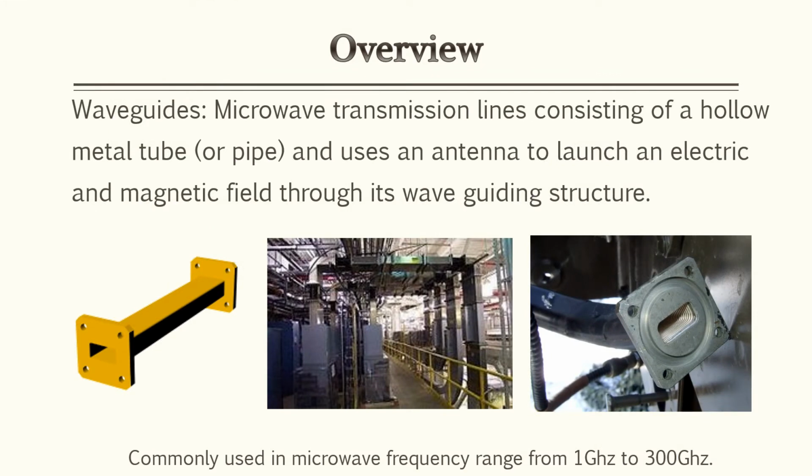For this lesson, we'll be focusing on waveguides. Waveguides are microwave transmission lines consisting of a hollow metal tube or pipe, and use an antenna to launch an electric and magnetic field through its waveguiding structure. Waveguides will sometimes mimic ductwork or any type of piping, and commonly use a microwave frequency range from around 1 gigahertz all the way up to 300 gigahertz.